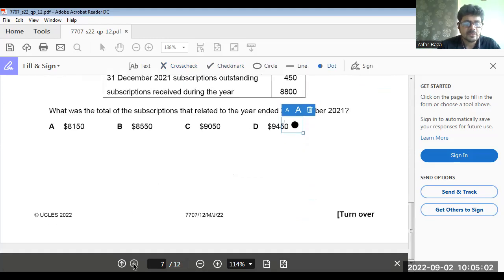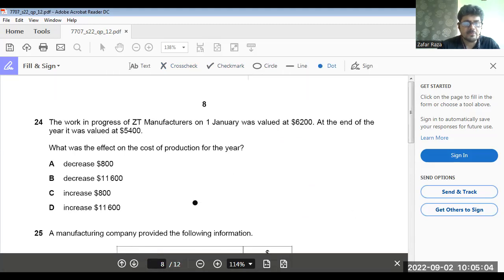Okay. 24. The work in progress of ZT Manufacturers Company on 1st January was valued at 6,200. At the end of the year, it was valued 5,400. What was the effect on cost of production for the year? After calculating cost of production, we add opening work in process and we deduct work in process ending. So it means 6,200 minus 5,400. It means cost of production is increased by 800. C option should be the answer.